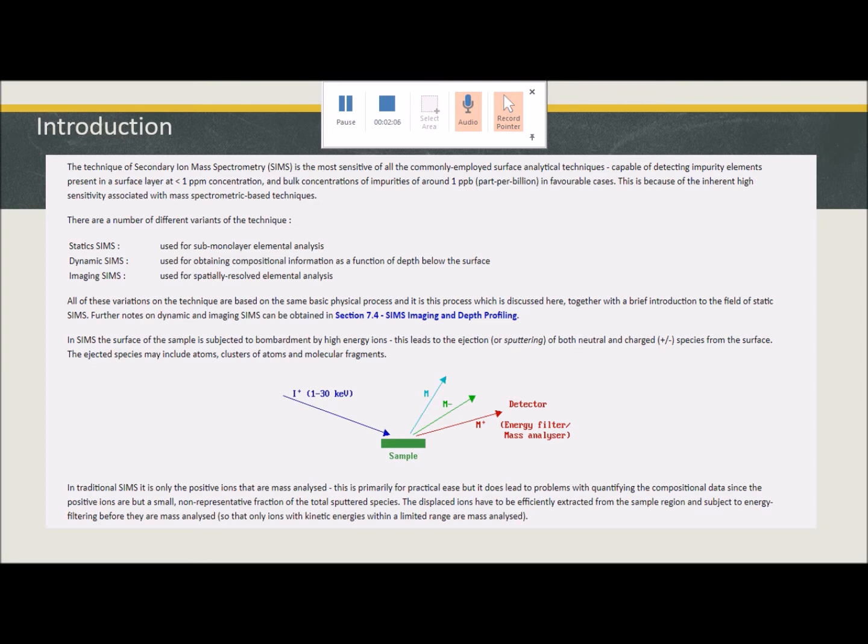In traditional SIMS, it is only the positive ions that are mass analyzed. This is primarily for practical ease, but it does not lead to problems with quantifying the composition data, since the positive ions are but a small, non-representative fraction of the total sputtered species. The displaced ions have to be efficiently extracted from the sample region and subjected to energy filtering before they are mass analyzed, so that only ions with kinetic energy within a limited range are mass analyzed.